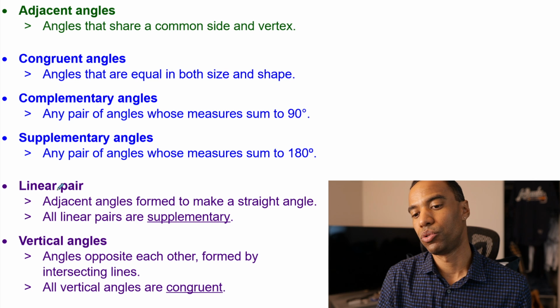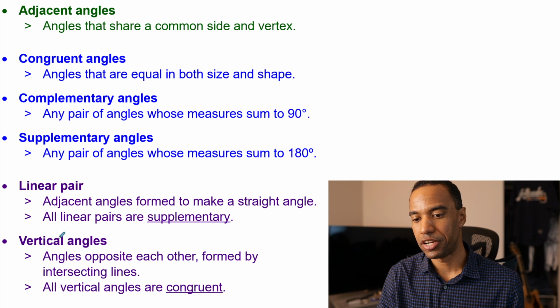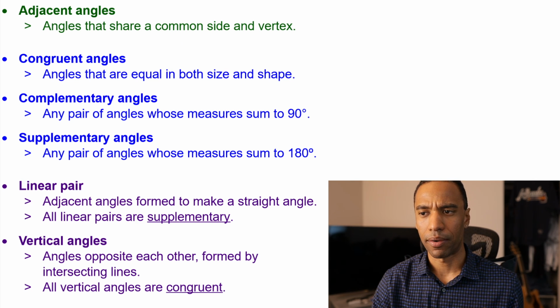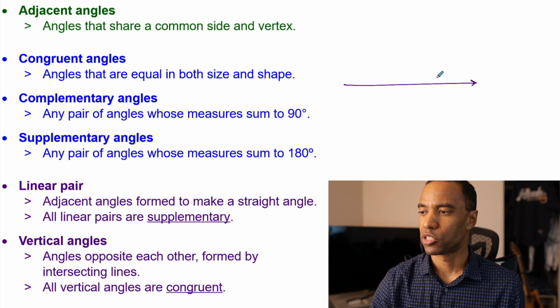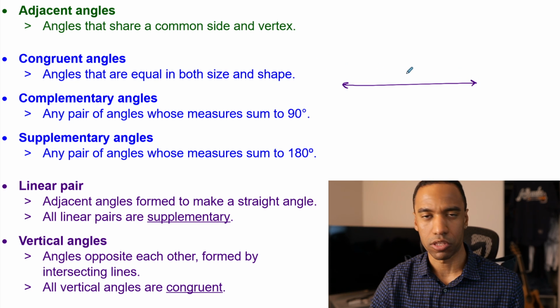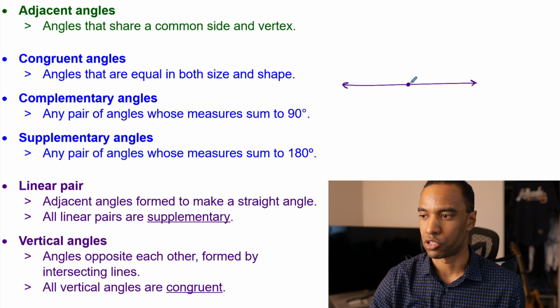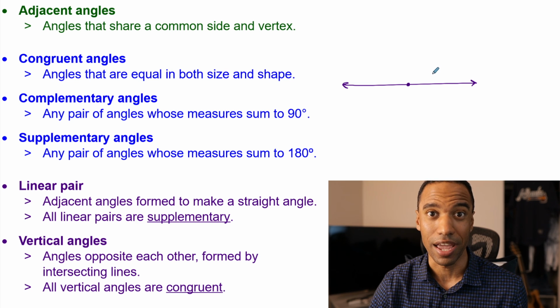All right, here are two new vocab terms, linear pair and vertical angles. Now, I just drew an example of a linear pair, so let's do that again. If you have what's called a straight angle, you might call this a straight line, but there's a point, boom, now it's a 180 degree angle, right?